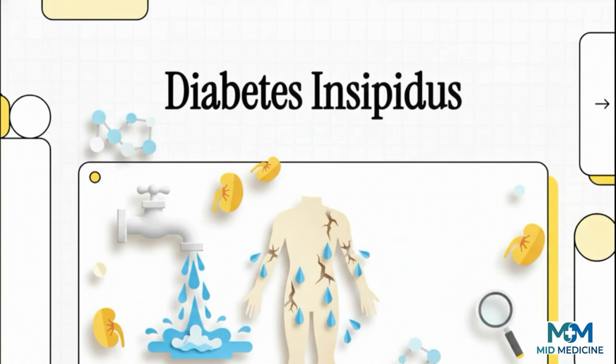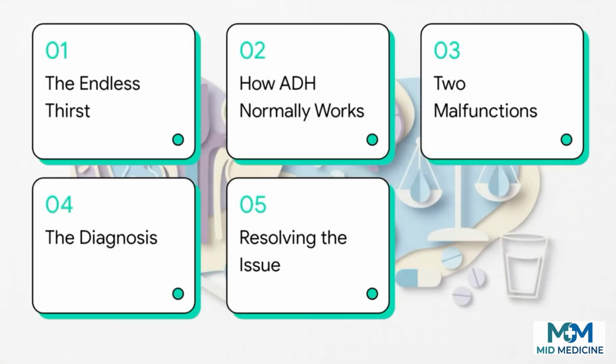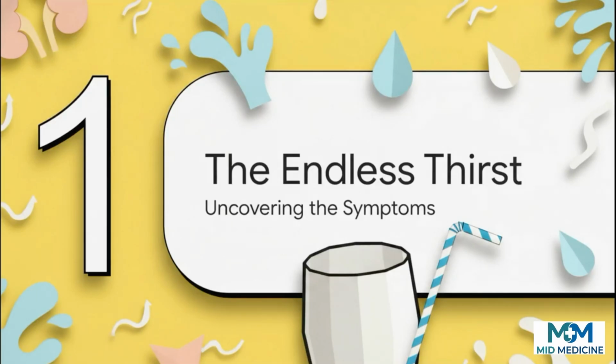So today, we're going to explore the precise mechanisms, the diagnostic detective work, and the treatments behind the condition known as diabetes insipidus. Here's our roadmap for today. We'll hit Section 1, the endless thirst. 2, how ADH normally works. 3, two types of malfunction. 4, playing detective, the diagnosis. And finally, 5, resolving the issue. Let's get to it. Section 1, the endless thirst.